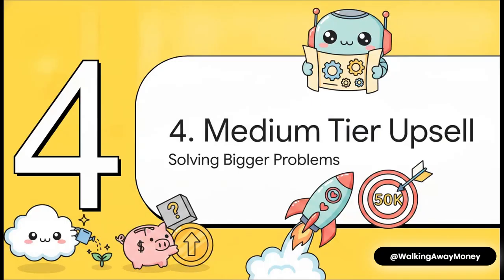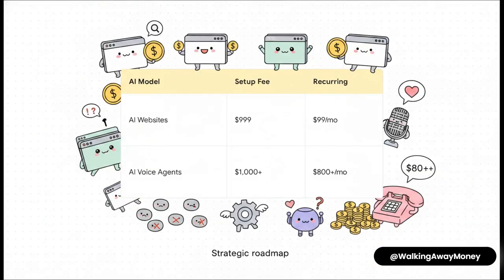That brings us to part 4, the medium tier upsell. Solving bigger problems for businesses. Look, if you really want to scale up to that $50,000 a month mark, you have to transition from doing basic tasks to solving massive business growth problems. Creating AI websites is a really solid high-ticket, one-and-done service. But AI voice agents, they offer this totally incredible recurring revenue opportunity.